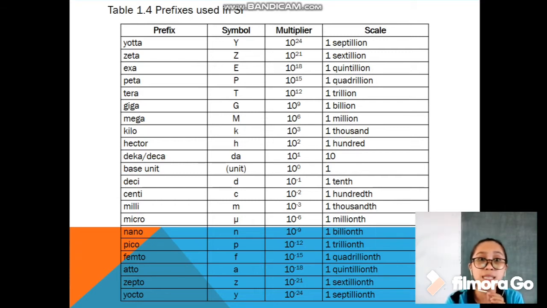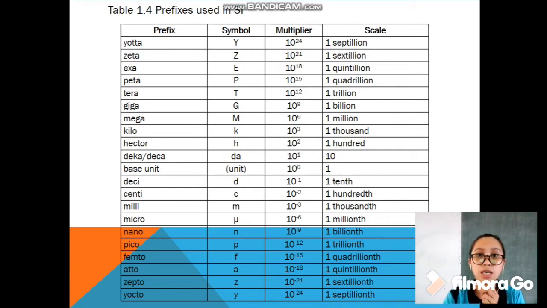We have 20 prefixes. We have the first 10, the base unit is the center one, and the second 10. The first 10 prefixes are from Greek origin, while the last ones are Latin origin. So these are yotta, zetta, and take note of the symbol, because we have capital Y for yotta, and small y for yocto. If we are going to use capital Y, that means yotta, and its multiplier is 10 raised to 24, and so on with the other prefixes, because these prefixes will be connected to the unit. For example, meter.